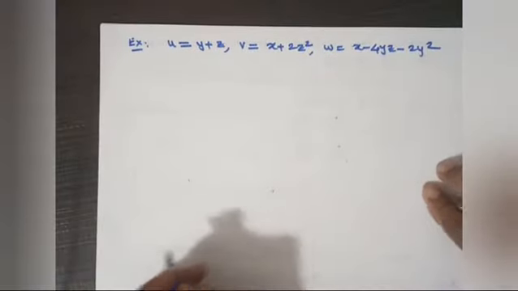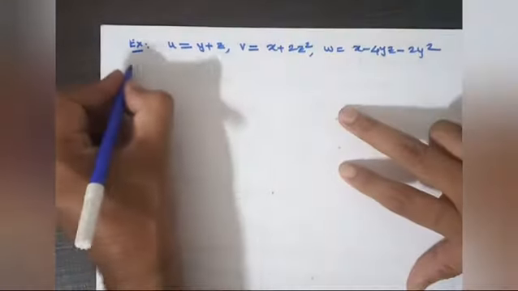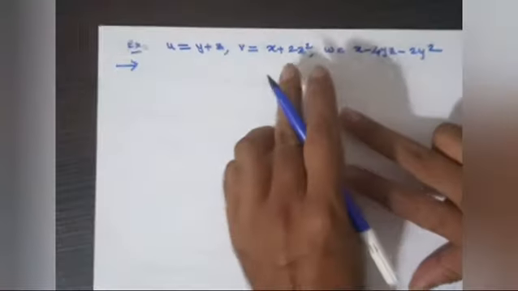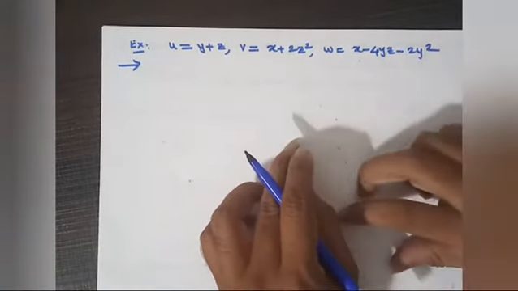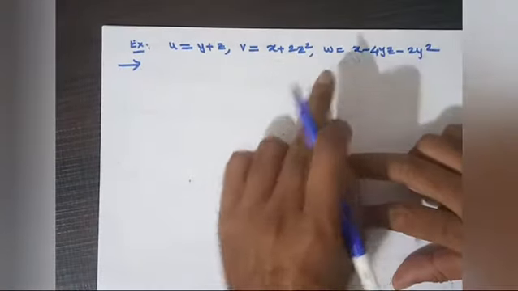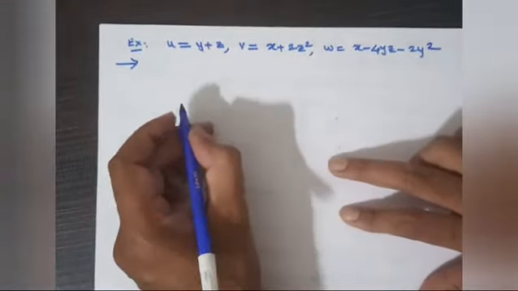Two times y square. Three functions, three variables. So examine for functional dependence, and if dependent, find the relation between them. Now here we have to show that the Jacobian of UVW with respect to XYZ is equal to 0.